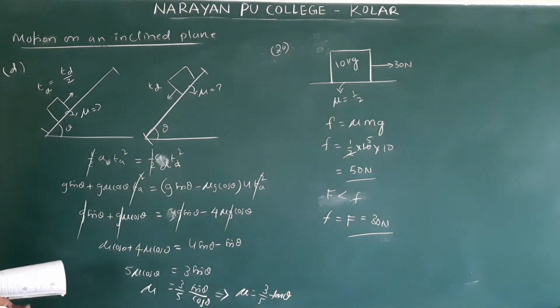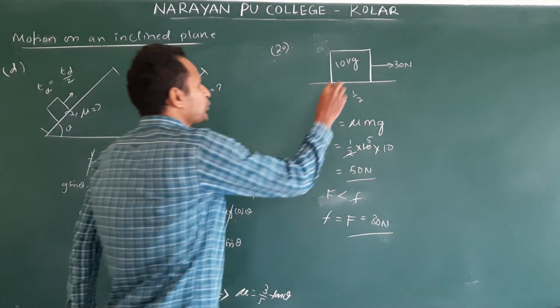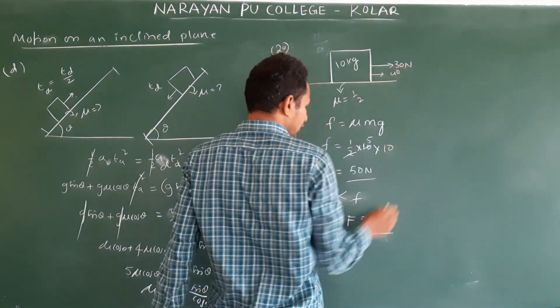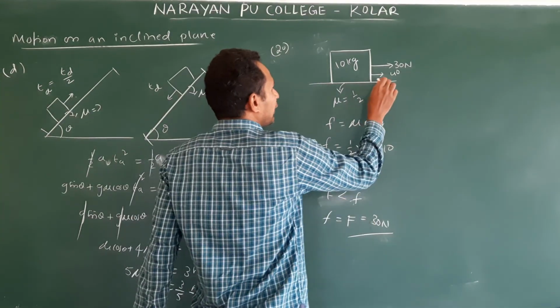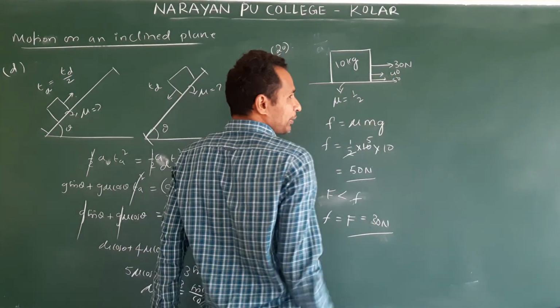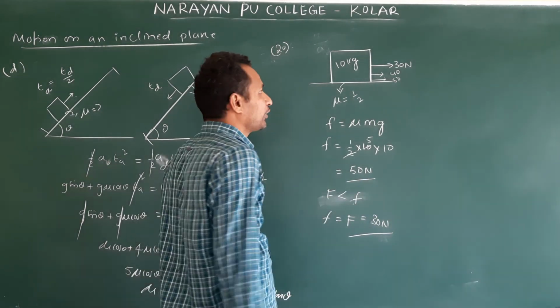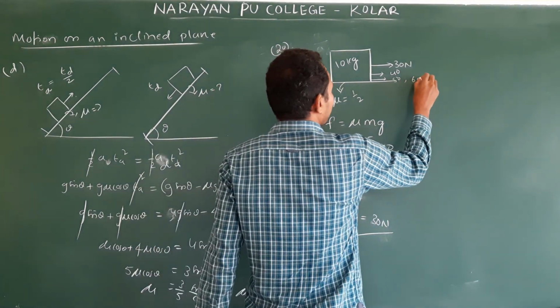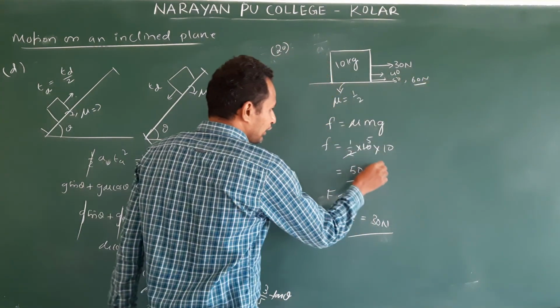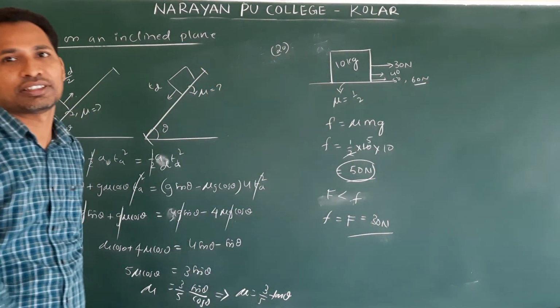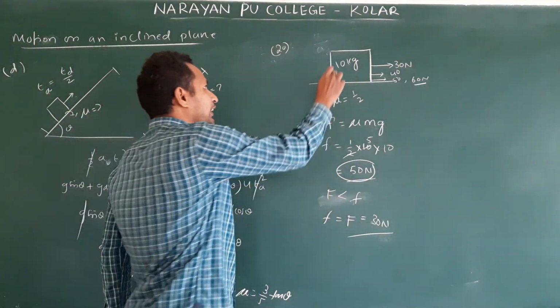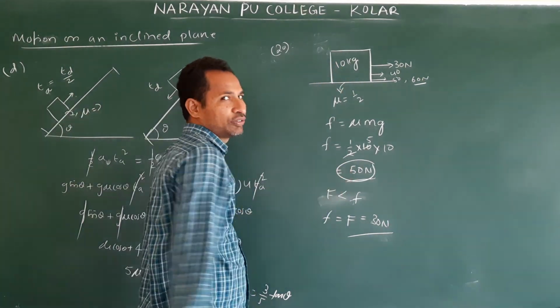Clear? Now the frictional force is equal to 30 Newton. Now suppose you increase it to 40 Newton, again friction will become 40. When it is 50, then what happens? The body is ready to slide down. If you apply 60 Newton, what would be the friction? Then friction is 50 Newton. Clear? Because for a given surface, maximum friction is 50 Newton.